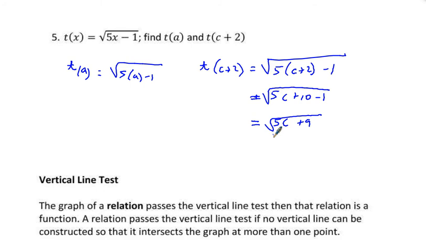There may be a temptation for you here to take the square root of 9 because that is a perfect square. But because it is part of this binomial, there is a plus sign here. We cannot take the square root of parts, individual sections or terms. So we are finished at this point. The square root of 5c plus 9.